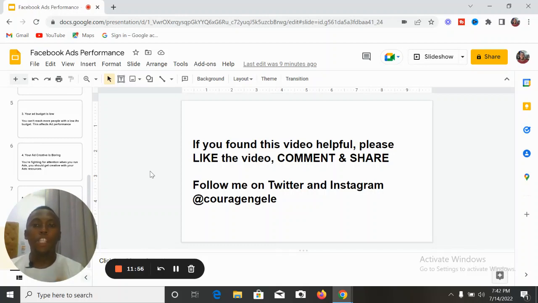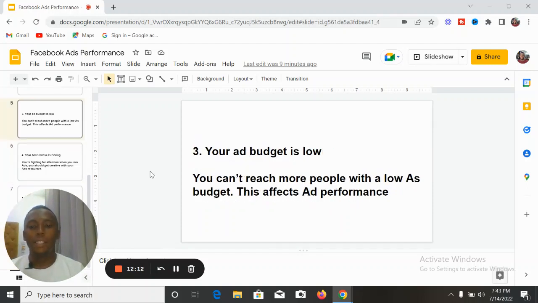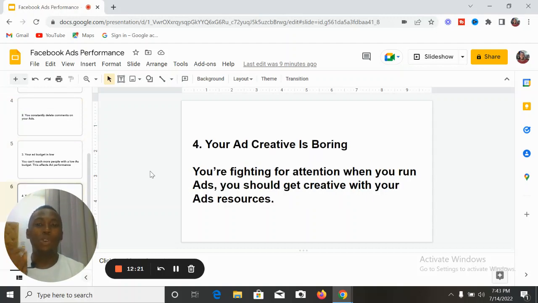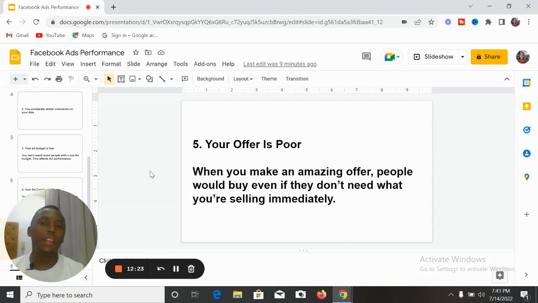Always remember, ensure that your advert does not look like an ad. Don't spend small money. Increase your budget a little. I know it's not easy to find this money, but increase your budget a little. Your ad creative should not be boring in any way. It is affecting you. Secondly, stop deleting comments too much. Facebook will register it as a negative feedback and they might restrict your advertising access. And then make an improved offer. People will tend to buy from you the more.